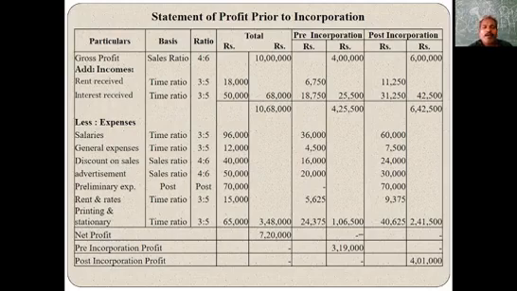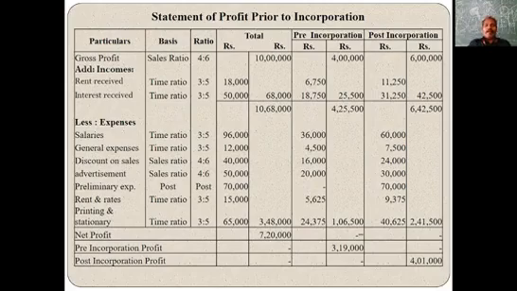Then we have one more income, interest received. It is also allocated on the time ratio. So 50,000: 18,750 and 31,250. We add these two incomes to the gross profit allocated. So 10 lakh plus 68,000 is 10 lakh 68,000; 4 lakh plus 25,500 is 4 lakh 25,500; 6 lakh plus 42,500 is 6 lakh 42,500. That is called total income.